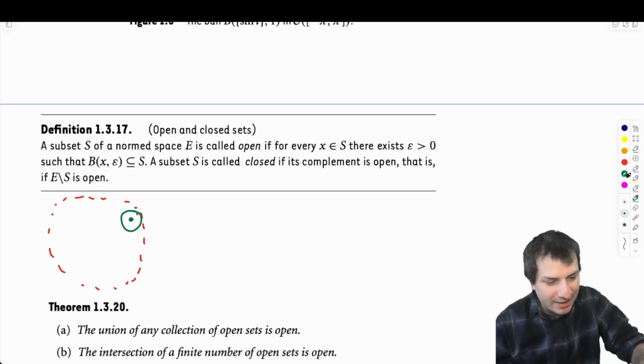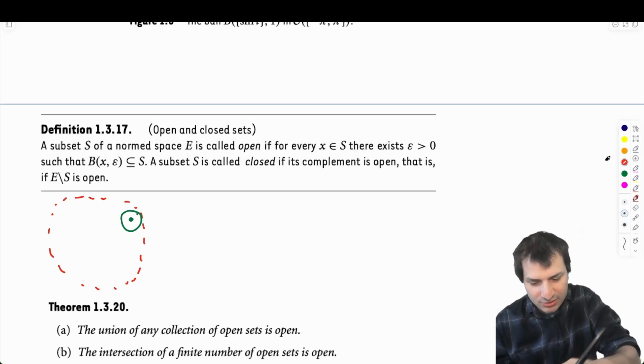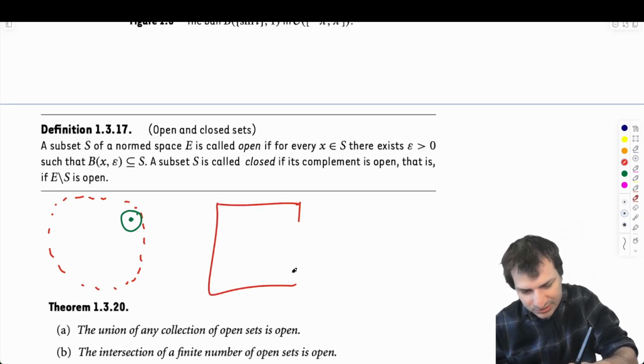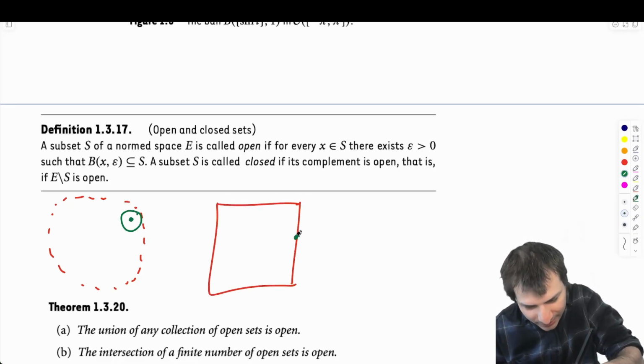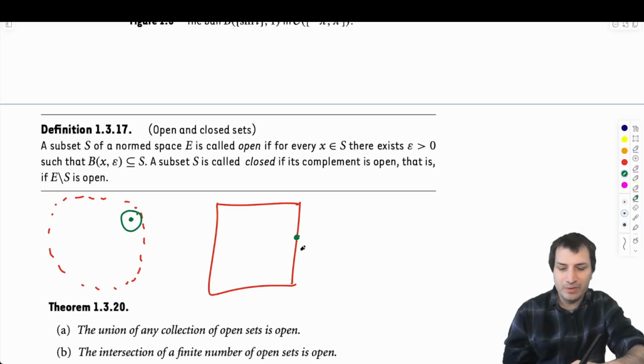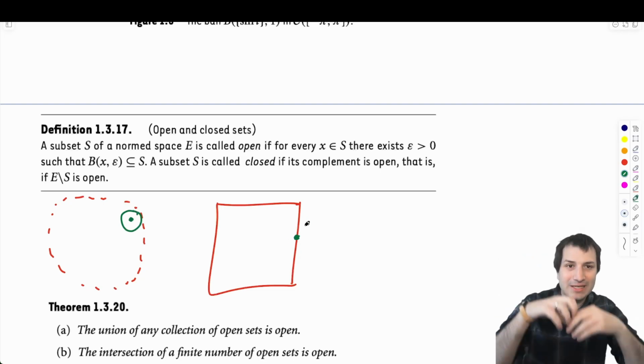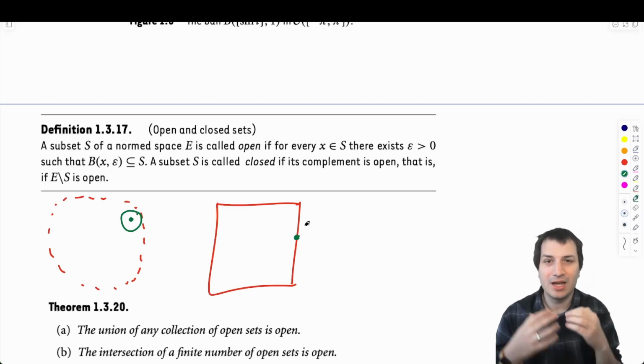The opposite of that would be something like a hard edge. If you have a set of points with a hard edge and you pick a point right on the edge, there is no amount of room that you can put around it that will be entirely within the set. So that's an open set.